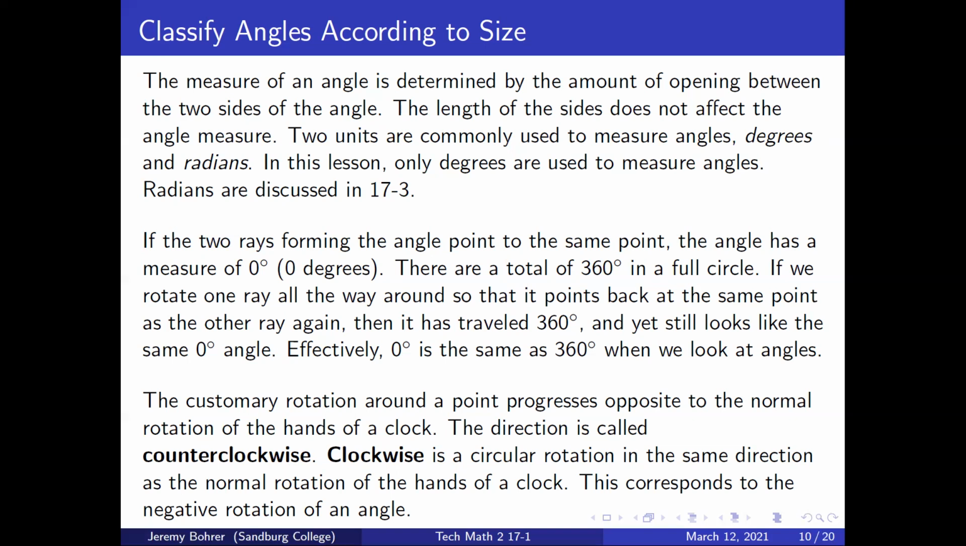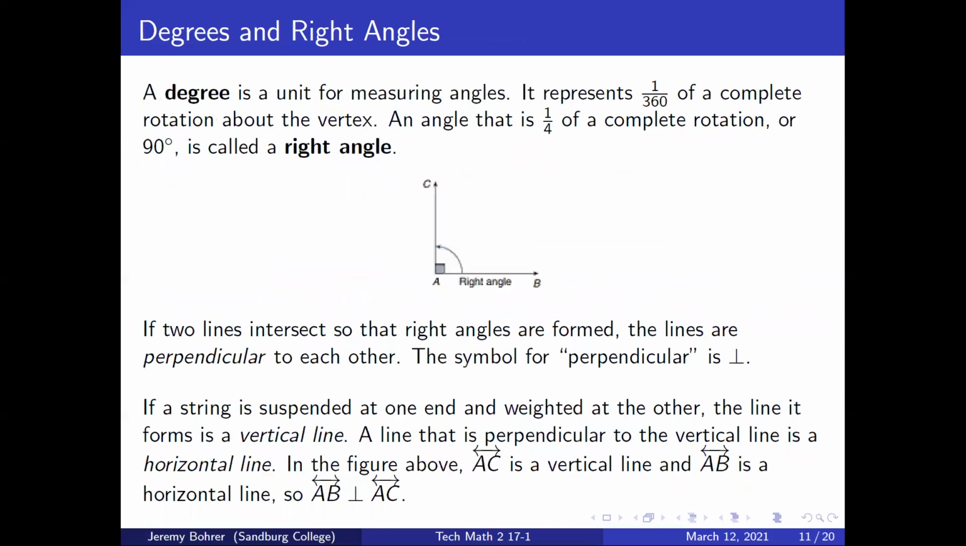The customary rotation around a point progresses opposite to the normal rotation of the hands of a clock. The direction is called counterclockwise. Clockwise is the circular rotation in the same direction as the normal rotation of the hands of a clock. This corresponds to the negative rotation of an angle.